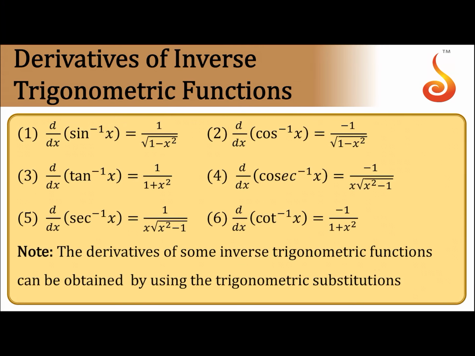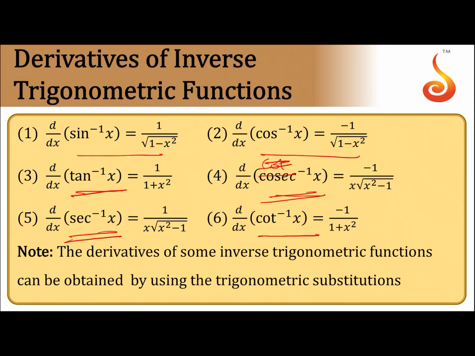Derivative of inverse trigonometric functions. Of course, these are the standard derivative formulae. Sin inverse x and cos inverse x differ by a minus sign. Sin inverse x has derivative 1 by root of 1 minus x square. Tan inverse x is 1 by 1 plus x square; cot inverse x and tan inverse x differ by a minus sign. Secant inverse x and cosecant inverse x differ by a minus sign.